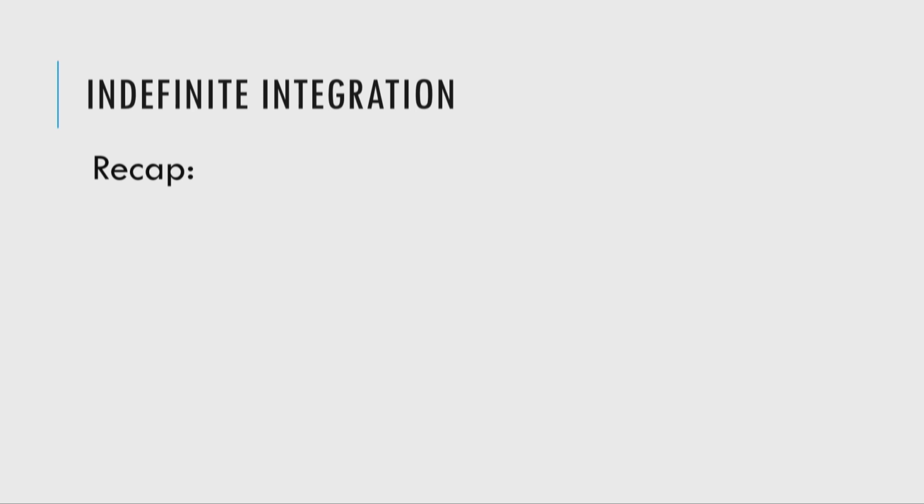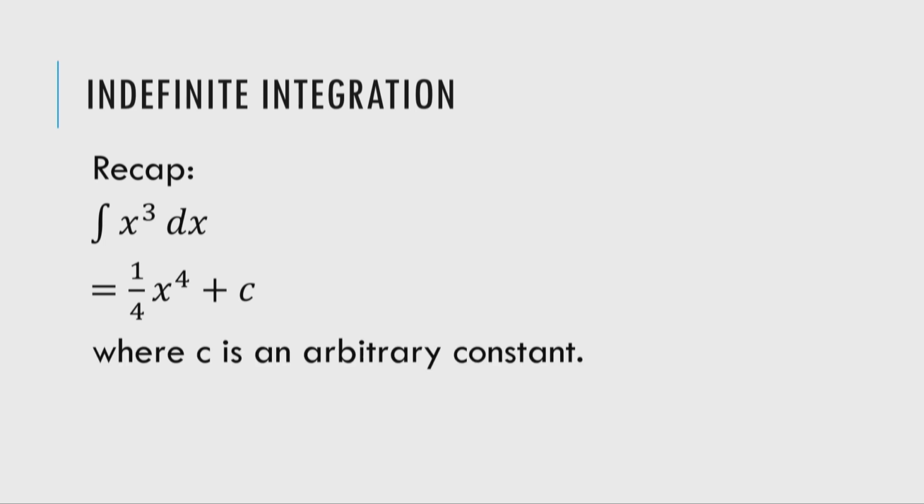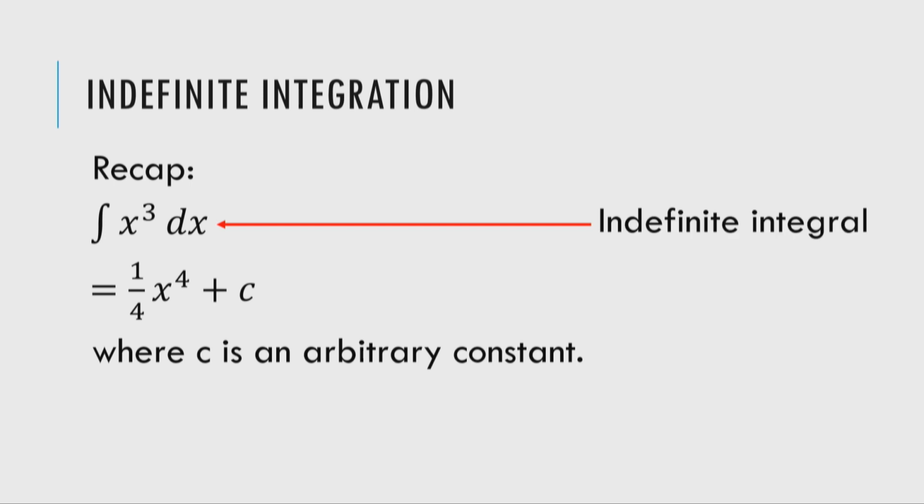Today in integration you are going to learn how to evaluate definite integrals. So let's begin. In previous videos you have learned about indefinite integrals such as the integration of x to the power of 3 with respect to x is equal to 1 over 4 x to the power of 4 plus c, where c is an arbitrary constant. This is called an indefinite integral. Why do we call it indefinite integral? Because it has infinitely many solutions.